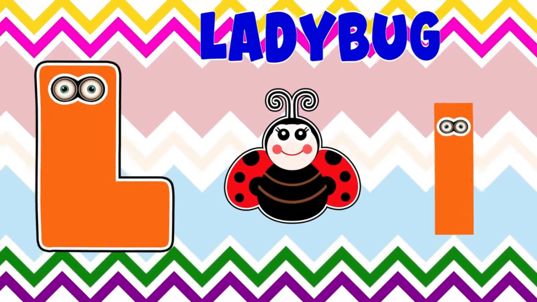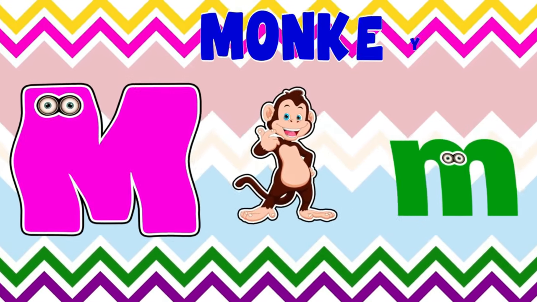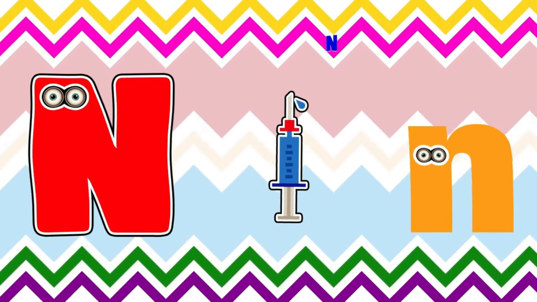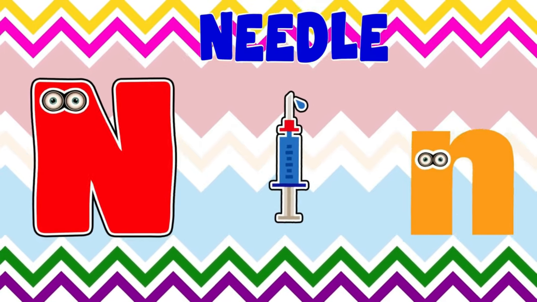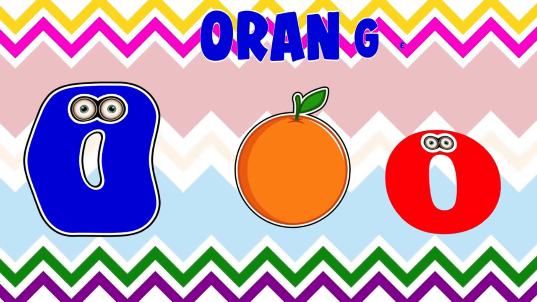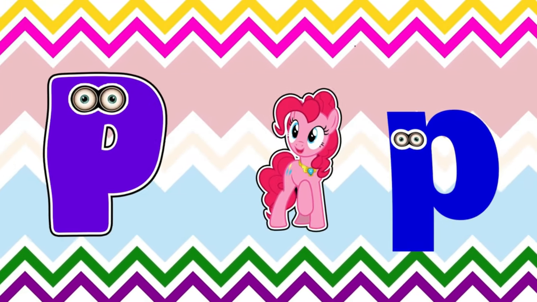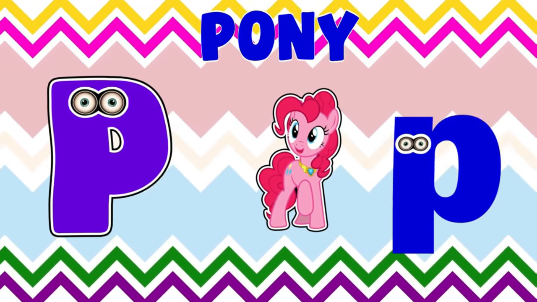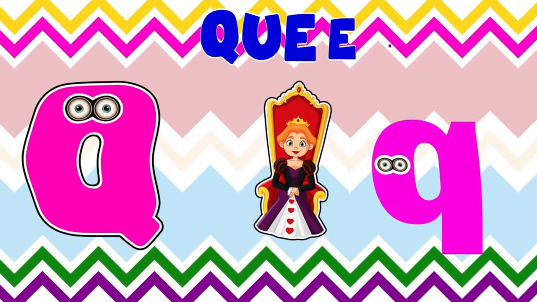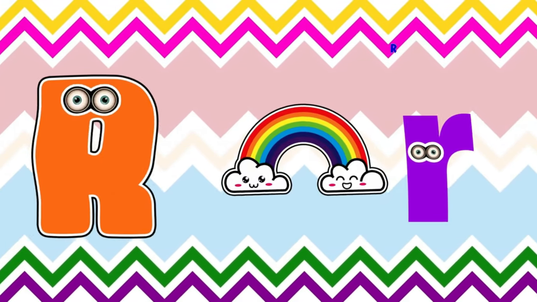M is for monkey, monkey. N is for needle, needle. O is for orange, orange. P is for pony, pony. Q is for queen, queen. R is for rainbow, rainbow.